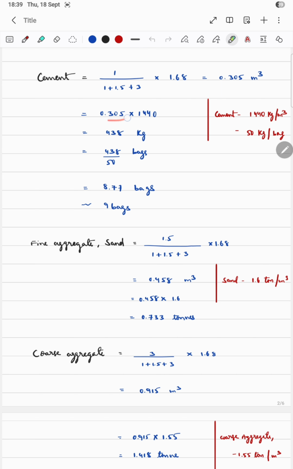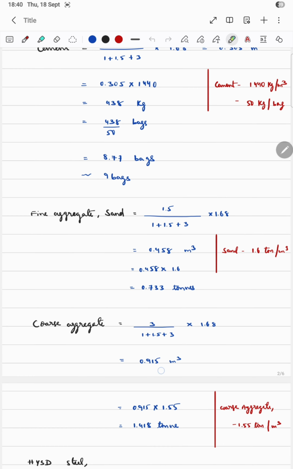Cement density is 1440 kg per meter cube. So we just multiply this meter cube value with 1440 kgs, and we get 438 kg of cement we need. Also, per bag we have 50 kgs. We get 50 kg bags in the market, so we divide 438 by 50, and we get 8.77 bags. We round it out to 9 bags.